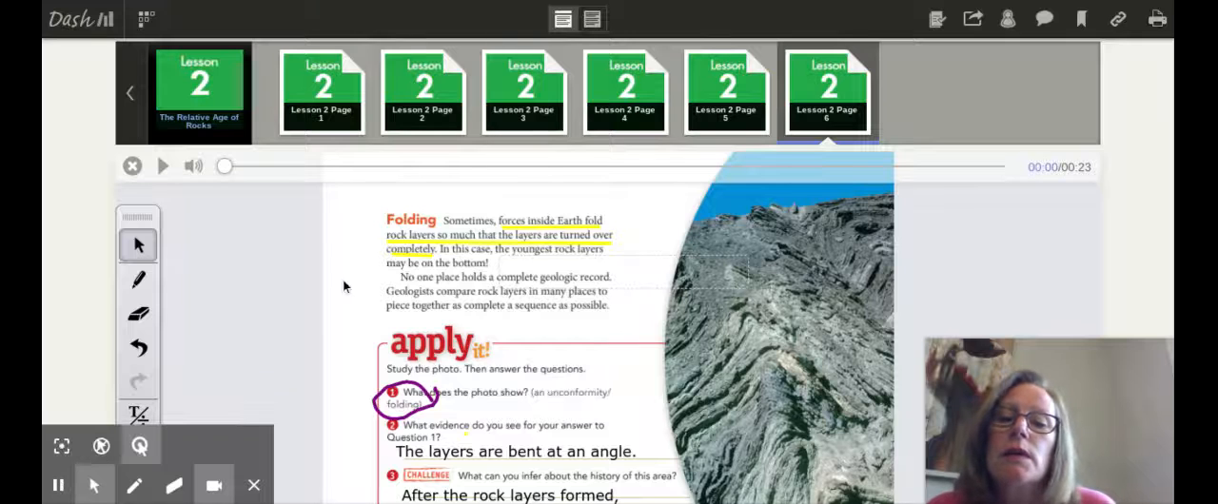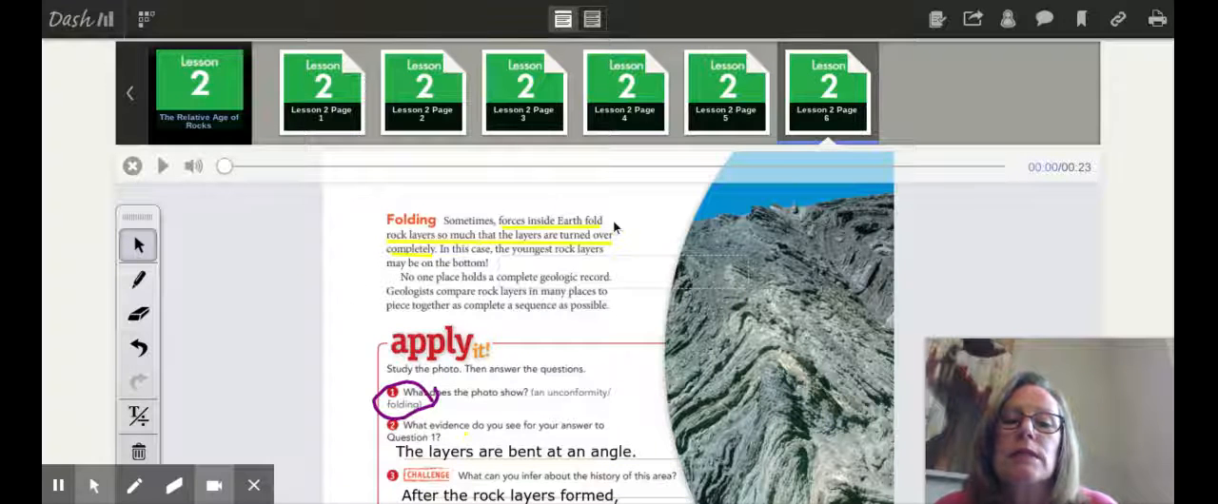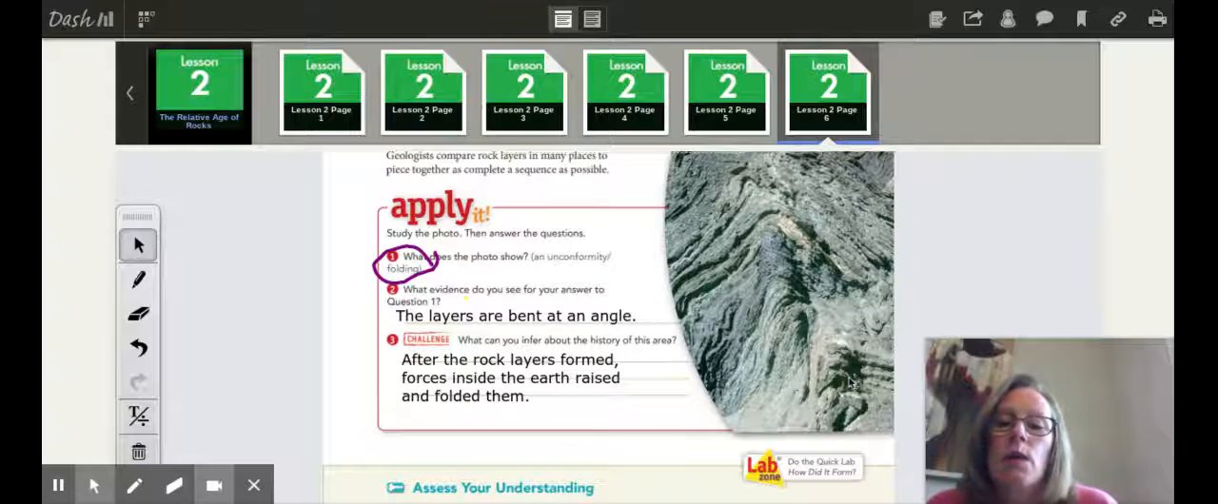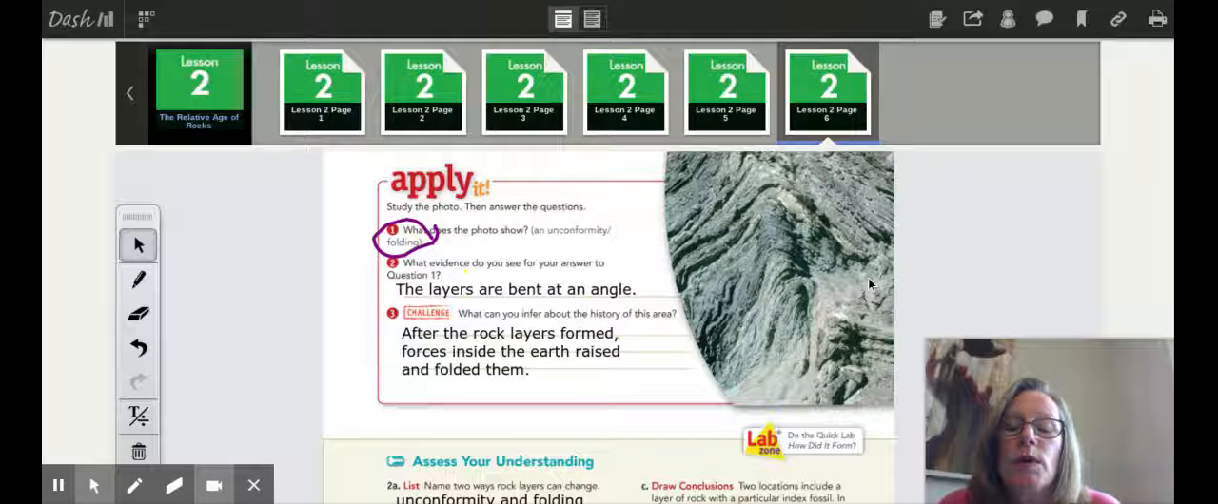So something key to look for is folding. Forces inside the earth fold rock layers so much that the layers are turned over completely. So here you can see the way it's folded in the different areas. So let's apply that. What does the photo show? It shows folding, and you know that because the areas are bent. And then, what can you infer about the history of this area? After the rock layers formed, forces inside the earth raised and folded them. And this could be like an intrusion below, volcanic activity, tectonic plate movements. There's various ways that this could be caused.